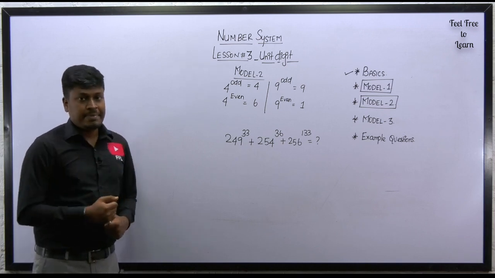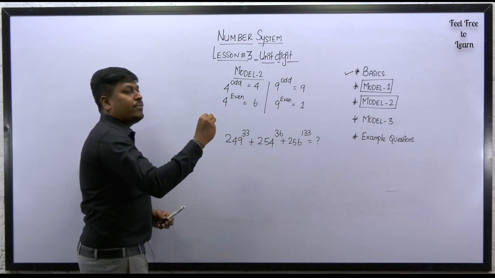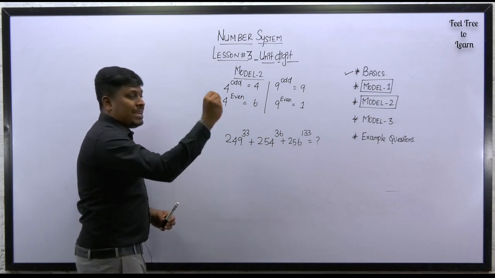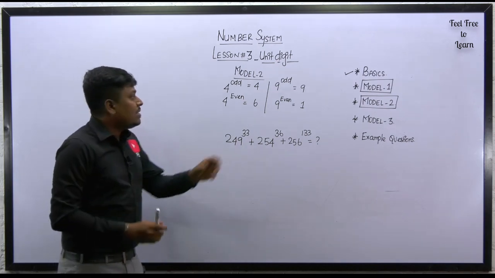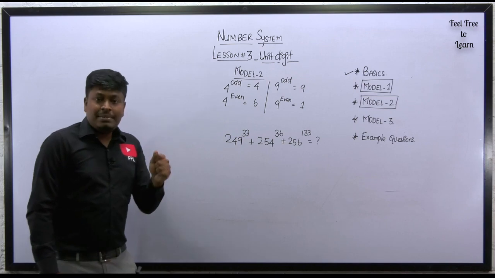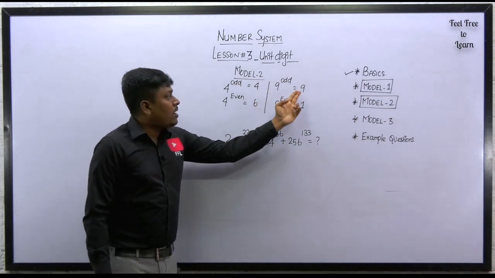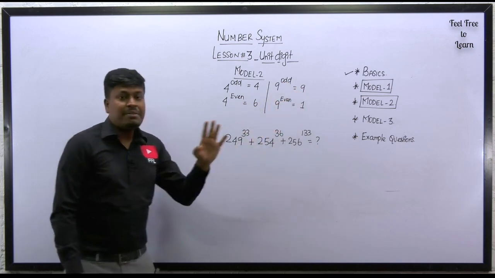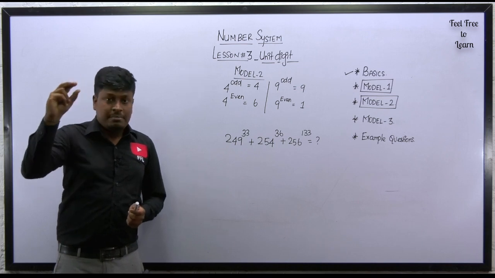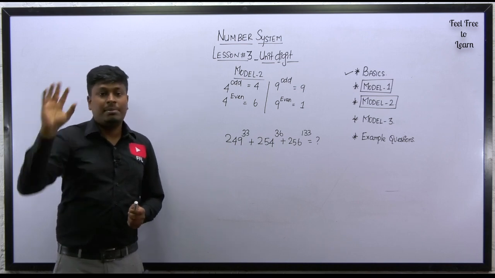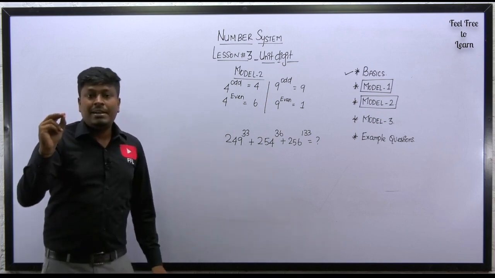So next model. In this model number 2, we are going to learn for these 2 numbers, that is 4 and 9. Just see here, 4 power odd number, right? If it is 4 power 23, 4 power 25 or 4 power 33, so 4 power odd number, the resultant unit digit is 4. Similarly, 4 power even number will be 6. 9 power odd number will be 9, 9 power even number will be 1. So easy to remember: 4 power odd number will be 4, 9 power odd number will be 9, 4 power even number will be 6, 9 power even number will be 1.